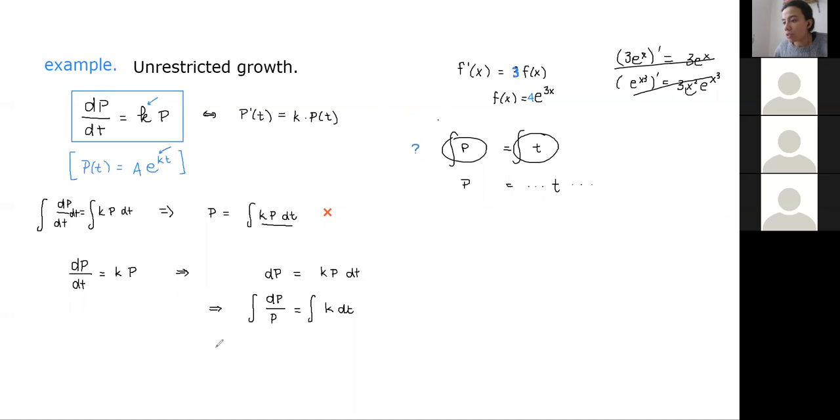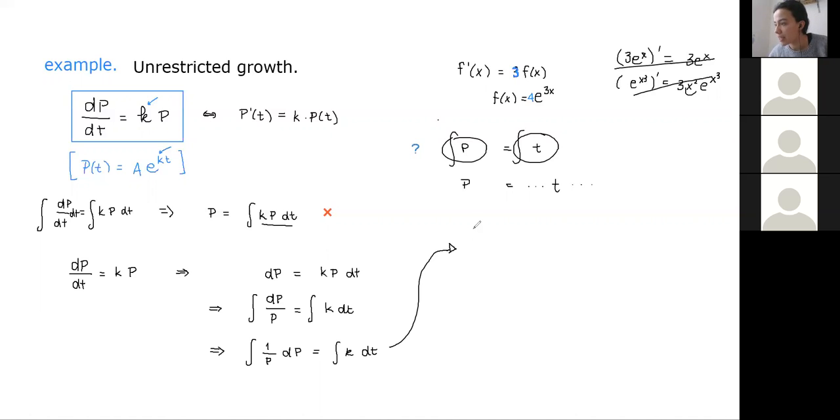Now, if I want to integrate dp over p, this is the same as integrating 1 over p with respect to p. And on the right-hand side, I'm integrating the constant k with respect to t. What is the integral of 1 over p with respect to p? Ln of p.